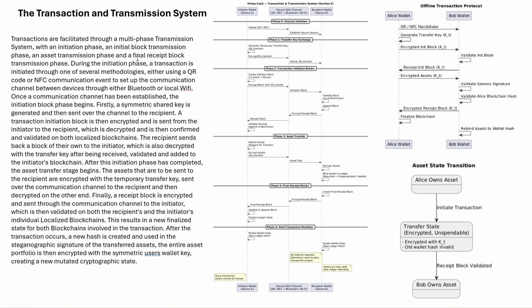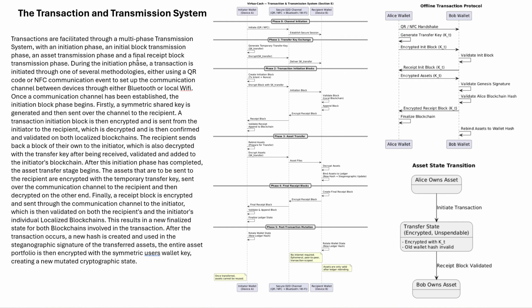After the transaction occurs, a new hash is created and used in the steganographic signature of the transferred assets. The entire asset portfolio is then encrypted with the symmetric user's wallet key, creating a new mutated cryptographic state.